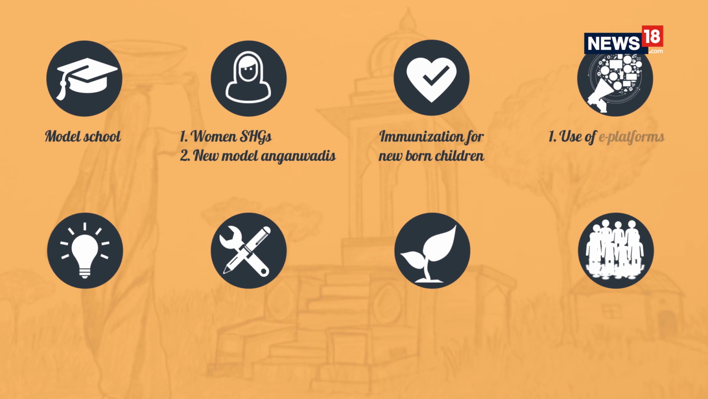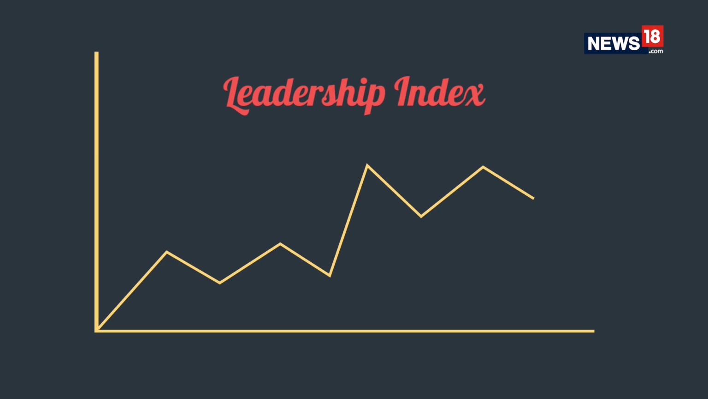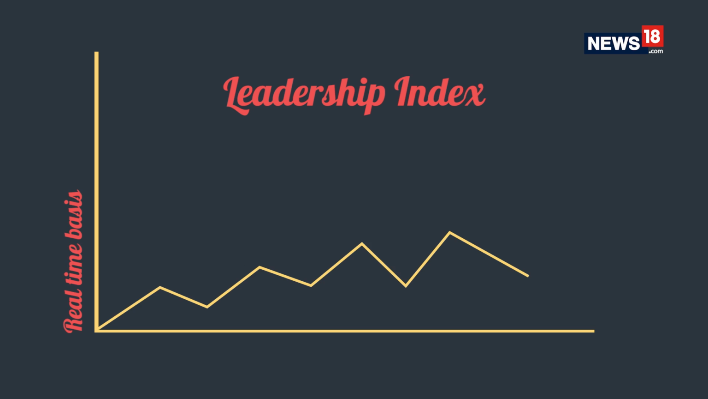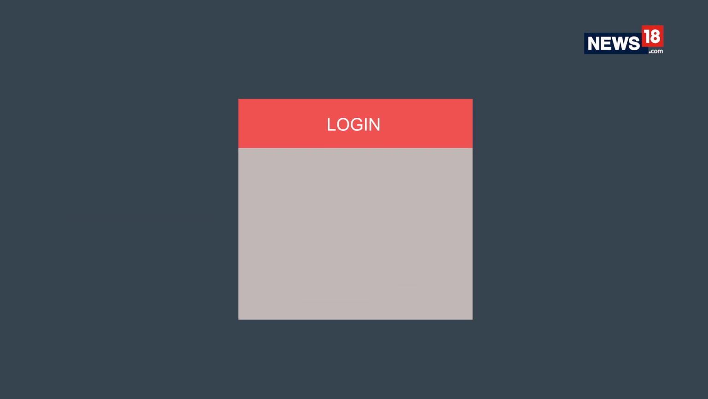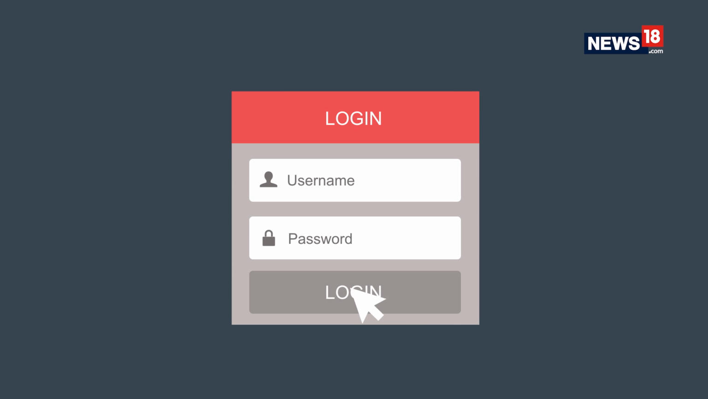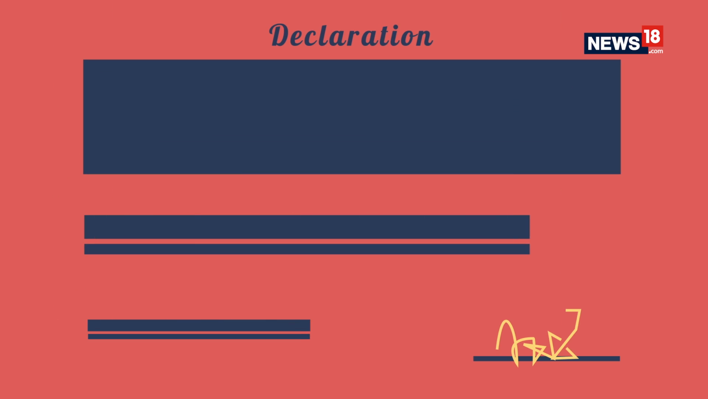Now each theme had on an average 3-4 parameters assigned to it, and each parameter had a set of points. We developed a leadership index which used to fluctuate on a real-time basis, almost like a stock market index. A portal was developed on which sarpanches could log in by a username and a password. They could see parameters. They could make online declarations.